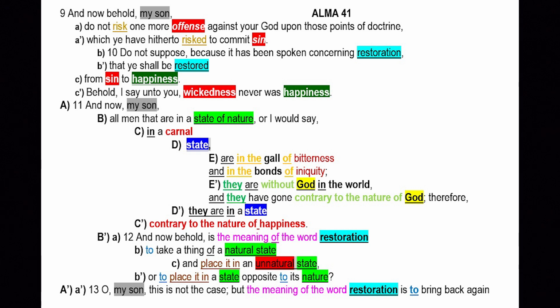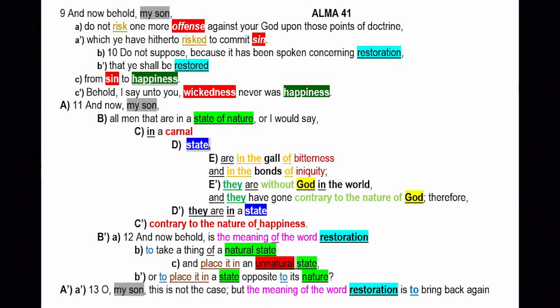So in the middle of this chiasmus, starting with the B, I talked about the state of nature, marked in green, and then in the C terms, I have put carnal in red and contrary to the nature of happiness there. And then one more term in, I marked state. So notice going into the chiasmus it says, in a carnal state, and working out of the chiasmus, they are in a state contrary to the nature of happiness.